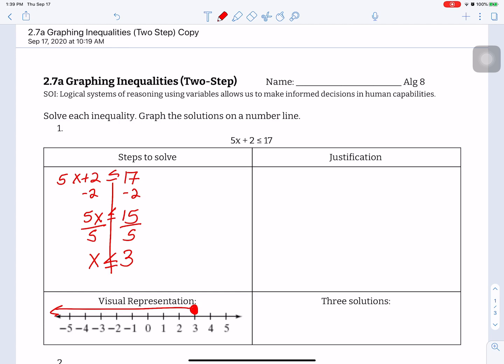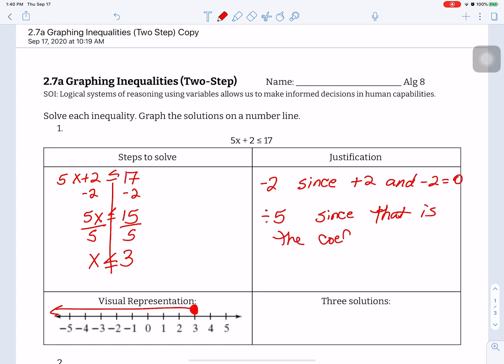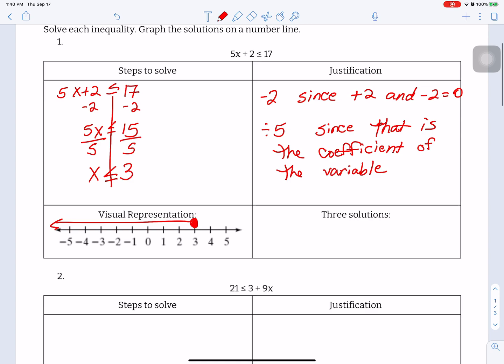I should have been writing my justification in as I was doing that, but I subtracted 2 since positive 2 and negative 2 equals 0. And then we divide by 5 since that is the coefficient of our variable. So I'm just making sure I'm using a lot of my academic vocabulary here, my mathematical vocabulary, and the sign does not flip. And it's because I divided by a positive.